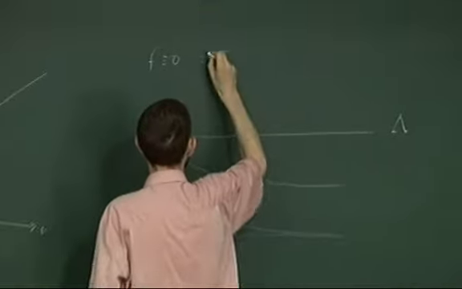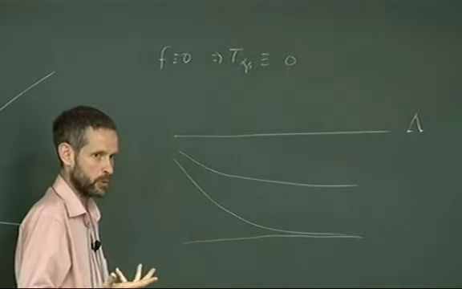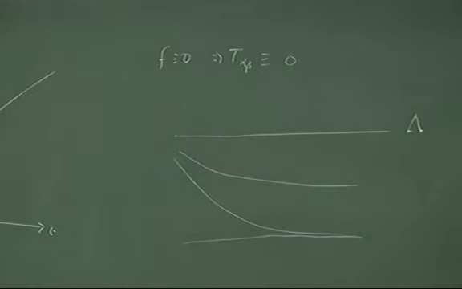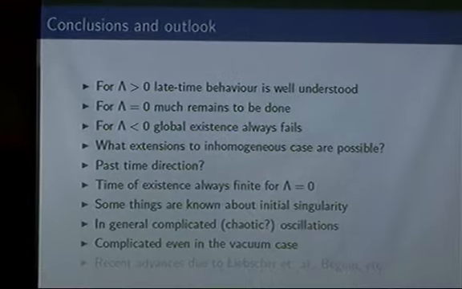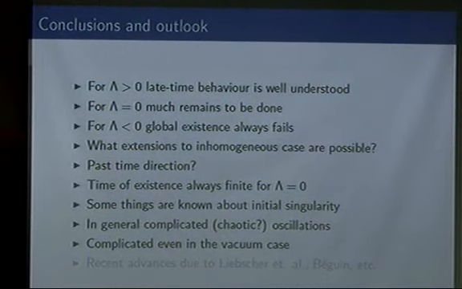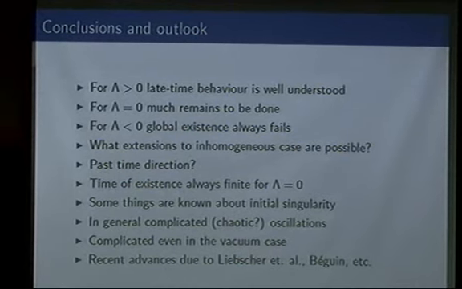I didn't emphasize this, but I can consider the case where f is identically 0, which implies that also the energy momentum tensor is identically 0. That is by definition the vacuum Einstein equations, and there are lots of spatially homogeneous solutions of the vacuum Einstein equations, and they can have quite complicated dynamics. In particular, they can show these complicated oscillations, which are allegedly chaotic. In that context, I just wanted to mention that recently there have been advances in understanding the way in which spatially homogeneous solutions of the vacuum Einstein equations behave near the initial singularity. And there's been major progress.